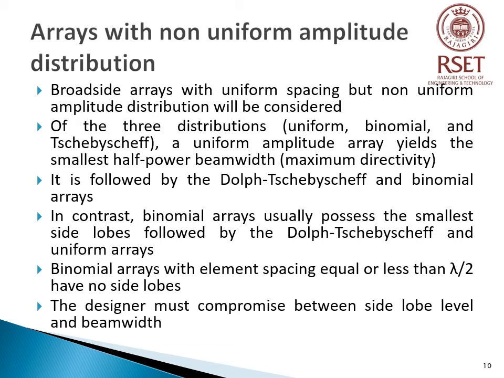Of the three distributions, uniform, binomial and Chebyshev, a uniform distribution yields the smallest half power beam width, or you can say it gives the maximum directivity, and it is followed in order by Dolph-Chebyshev and then binomial arrays. In contrast, binomial arrays possess the smallest side lobes, followed by Dolph-Chebyshev and uniform arrays. Binomial arrays with inter-element spacing equal to or less than lambda by 2 have no side lobes at all. So we can conclude that the designer must compromise between side lobe level and beam width.